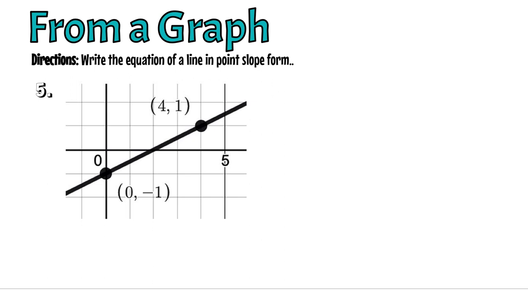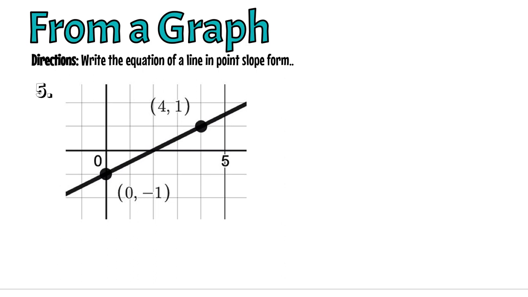What if instead of information, we're given a graph? Well, we want to find the information from the graph. So just like in the previous example, we were given 2 points. We are here given 2 points, so we could calculate the slope using the slope formula, or we can use our graph to help us find the slope. So I'm going to use the graph to help us find the slope.